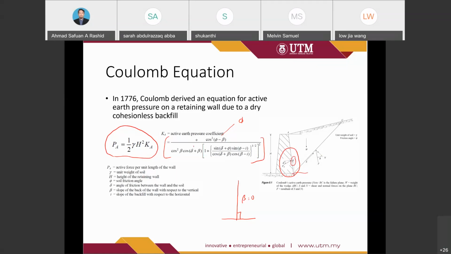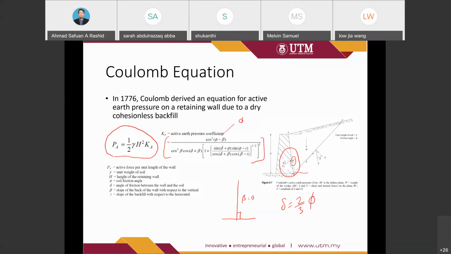Then we have the angle of friction between wall and soil, the delta. Normally the delta is less than the phi value, around 2/3 of the phi value, so it cannot be greater than the phi value. For example, if the question doesn't provide any delta value, we can estimate the delta to be around 2/3 of the phi.